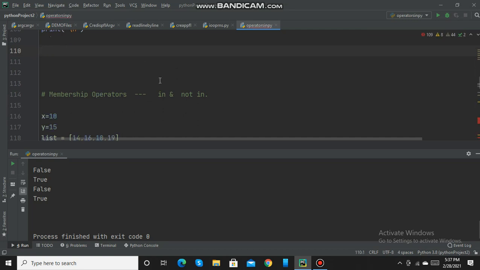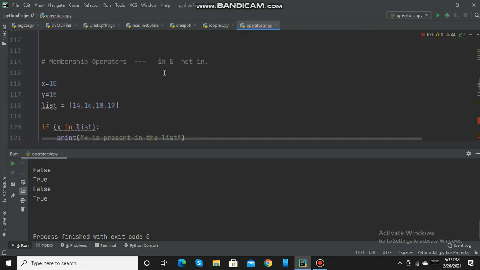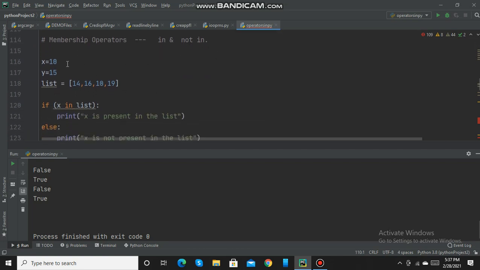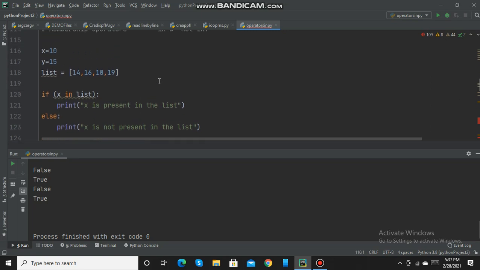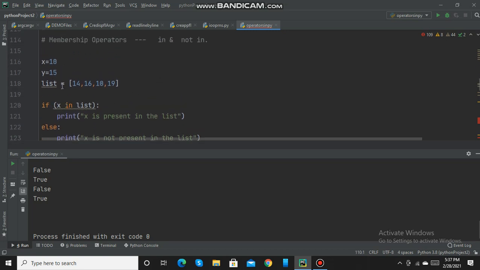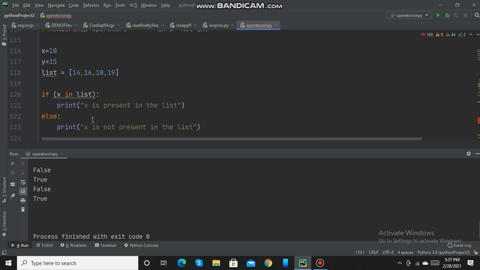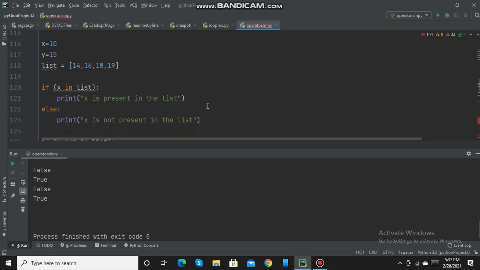Now membership operators. Membership operators are in and not in. So x is equal to 10, y is equal to 15, I am taking the values. I am having a list here. The list is having elements 14, 16, 10 and 19. So here it is checking x in list, whether 10 is present in the list. Since it is present, it will print this message, x is present in the list.